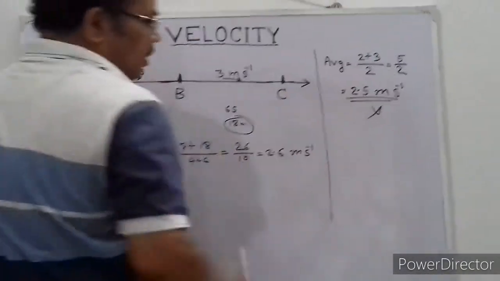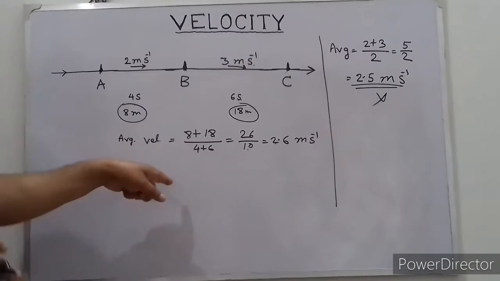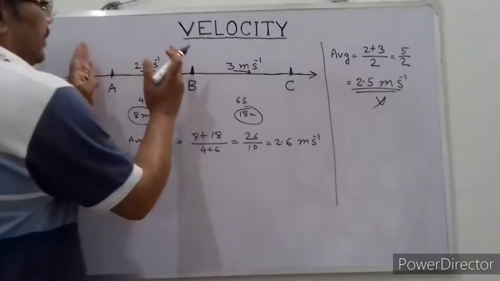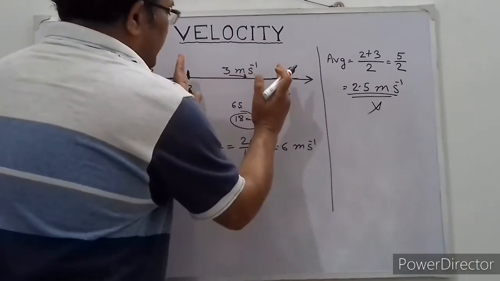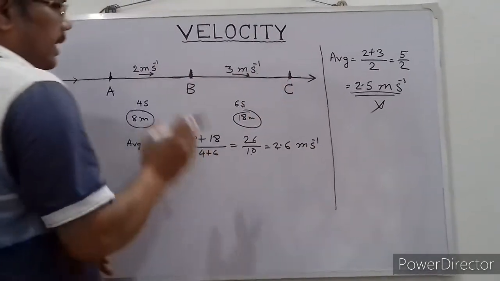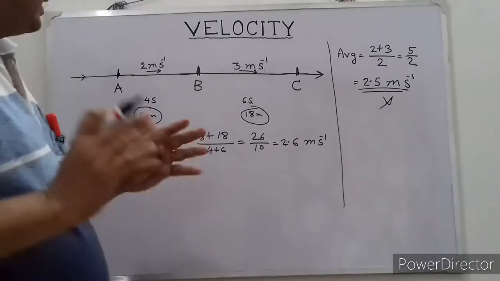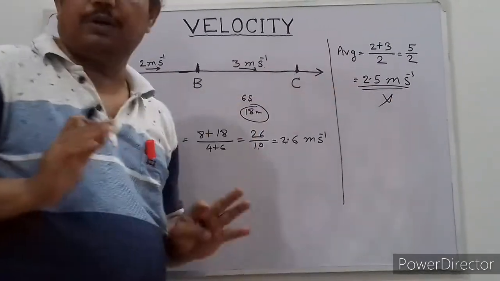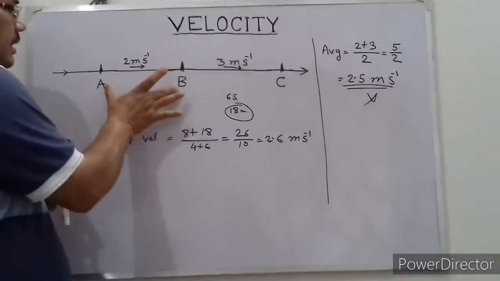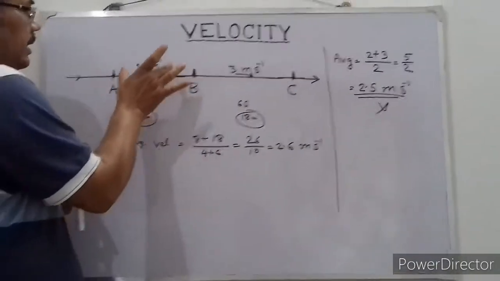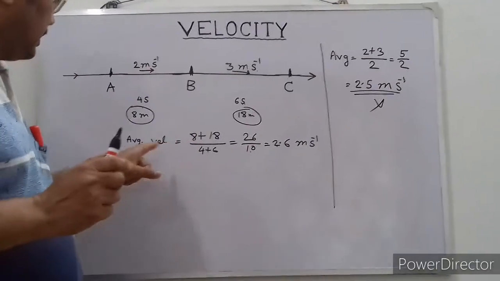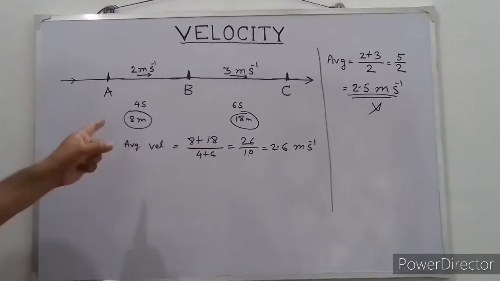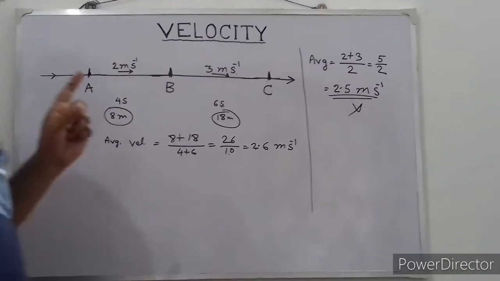So this is wrong. We have to calculate this way, because if half of its journey was at 2 meter per second and half of its journey was at 3 meter per second, then in that particular case the average velocity would be 2.5 meter per second. But as the distances and the times taken are different, we cannot take the average of the velocities. Rather, we have to take the total displacement divided by total time.